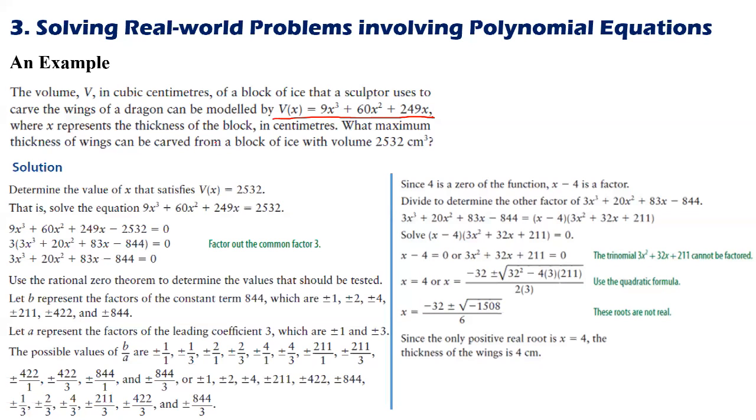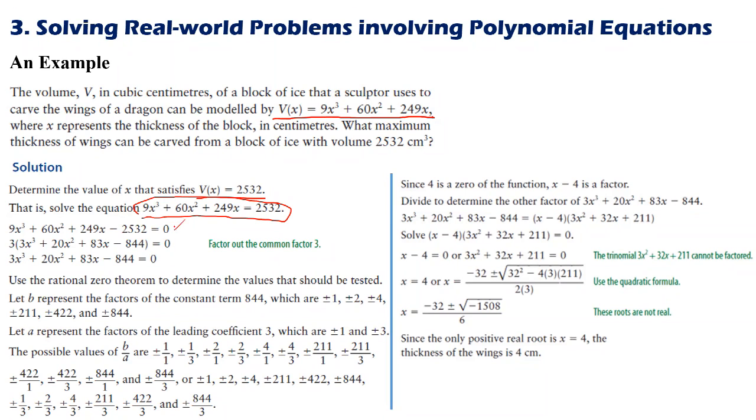First of all, determine the problem is actually asking you to determine the value of x that satisfies V(x) equals 2532, right? So we can just let V(x), which is 9x cubed plus 60x squared plus 249x, equal 2532, right? And our task is just to solve this equation, right? So the original problem has been transferred to actually solving this equation now, right?